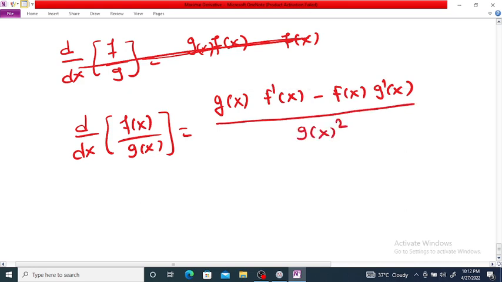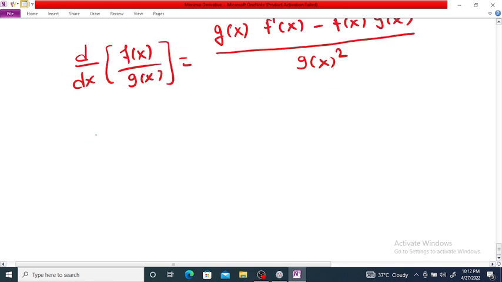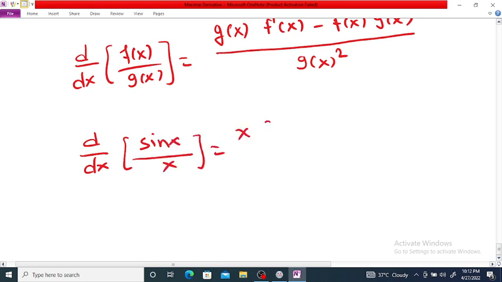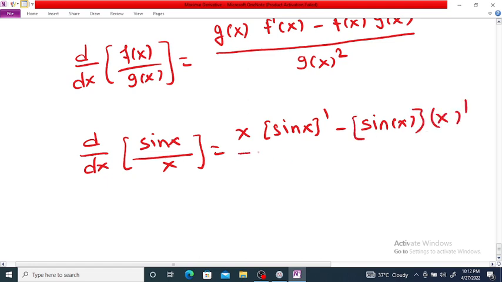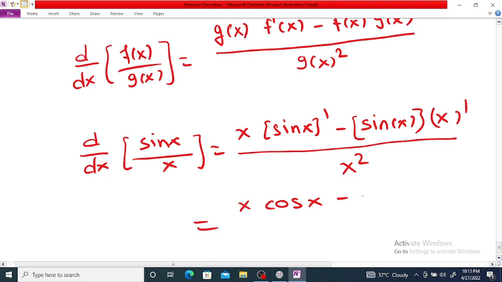So for example, if we want to determine d by dx of sine x divided by x, it is equal to x into derivative of sine x minus sine x into derivative of x, and this divided by x square. If you simplify this, it is x cos x minus sine x into derivative of x, which is 1, divided by x square. Derivative of x is equal to 1 and derivative of sine x is equal to cos x.